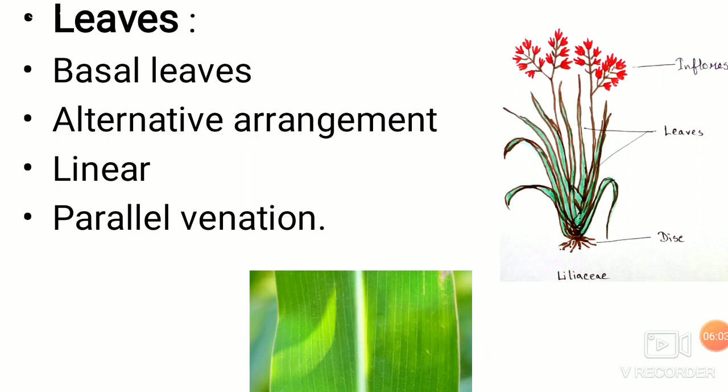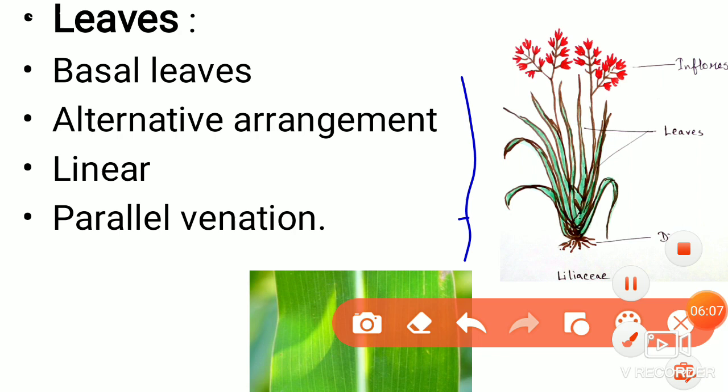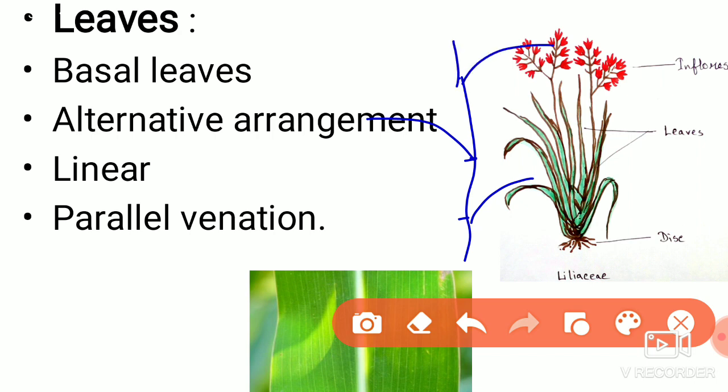You can see that it is an alternate arrangement. Alternate arrangement means if we consider the stem, at a node there is one leaf, and at the next node, one more leaf. It is not in an opposite way. On both sides there is no formation of leaves. At one node, only one leaf arises. In the opposite way, another leaf will not be produced. Such an arrangement is called alternate arrangement.